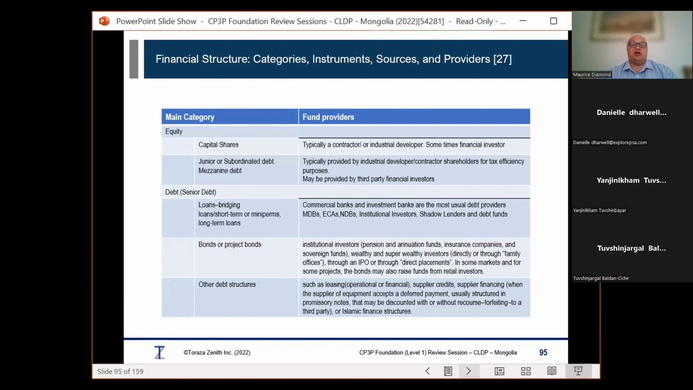Now, in terms of financial structure, we have here the different kinds of debt. We've got the equity, which is capital shares, followed by some junior debt, which we might consider to be junior, subordinated or mezzanine debt. In terms of that debt, we could have loans in terms of bridging loans and so on. We could have bonds or project bonds and other debt structures as well.